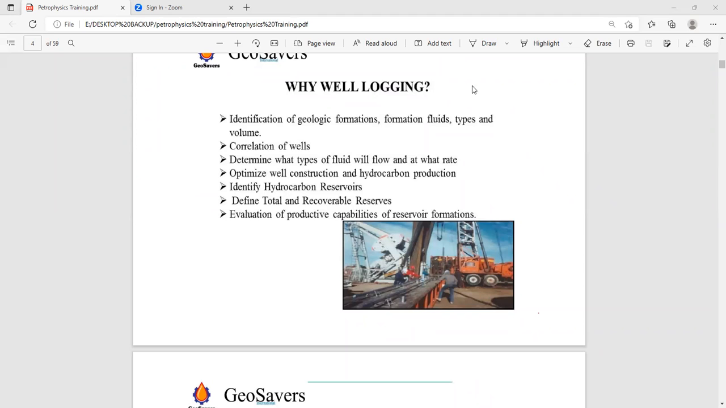They have to identify the geologic formation, the fluids and the types of fluids found within the reservoir, and even the volume of fluid. They have to do well log correlation to see how the various reservoirs extend laterally. Do we have oil? Do we have water? What amount of oil? What type of oil? They have to optimize well construction and hydrocarbon production, identify a reservoir, define total and recoverable reserves, and evaluate the productive capacities of the reservoir.